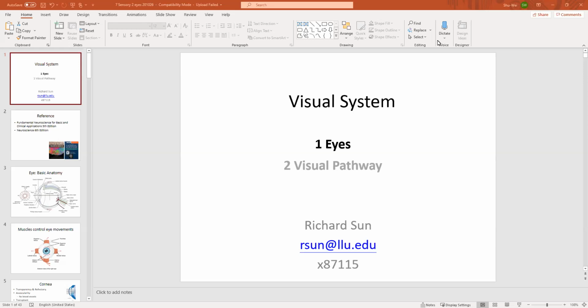Given that we have only limited time to talk about the sensory nervous system, I will use this one to exemplify the sensory system as we go through the cranial nervous system. All right. So this is the visual system, and we will talk in two portions.